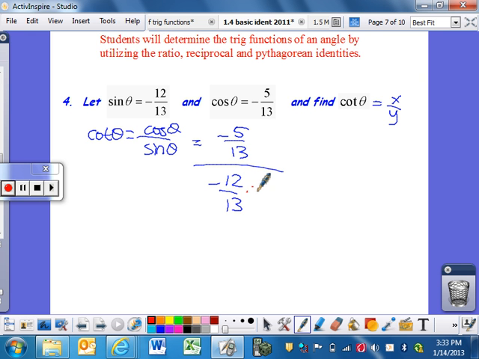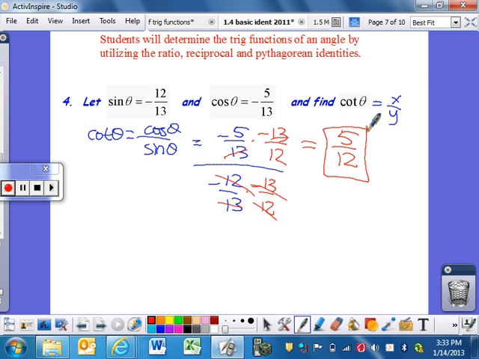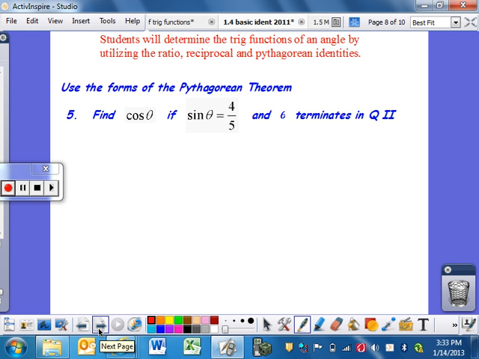Now if I multiply, all the bottoms are gone. 2 negatives make a positive. The 13's cross out, so I'm left with 5 over 12. That's simple. Okay, so there's your ratio identities at their finest right there. So that's kind of how that works. Hopefully we're okay up to that point.